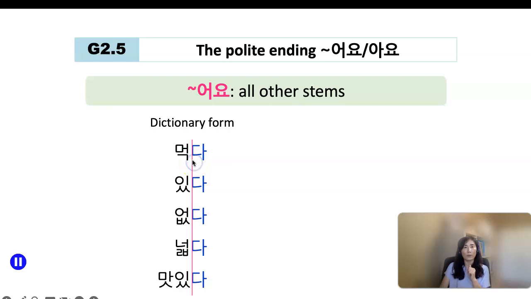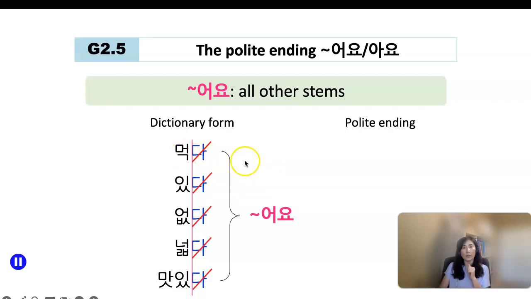Here are examples. 먹다. The last syllable of the stem is 먹, with the O sound, and 맛있다. Look at the last syllable of the stem, which is 있, with the E sound. So all of them, other than 아 and 오, you just remove 다 and attach 어요. Then what happens? 먹다, to eat. The remaining consonant is attached to 어요, and it becomes 먹어요. It's pronounced 먹어요. The ㄱ is carried over, it becomes the consonant of the second syllable. 먹어요, to eat something. 있어요, it's pronounced 이써요.